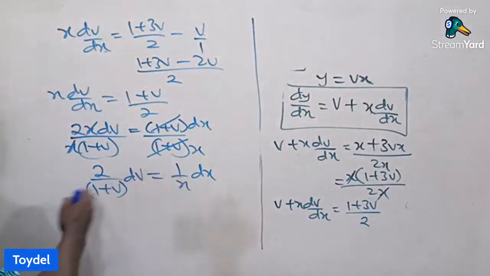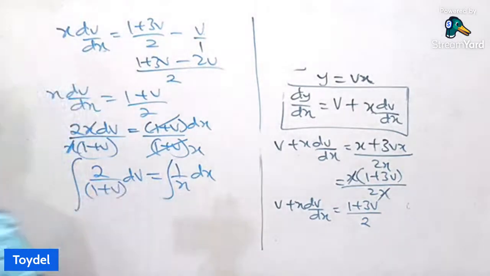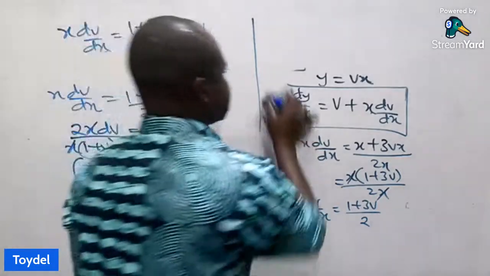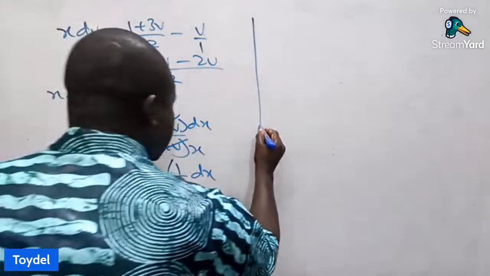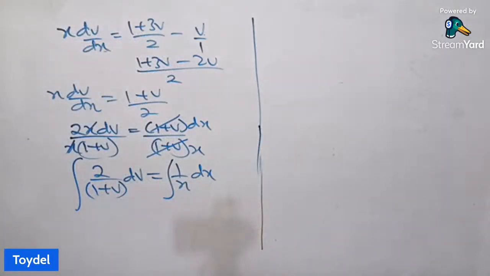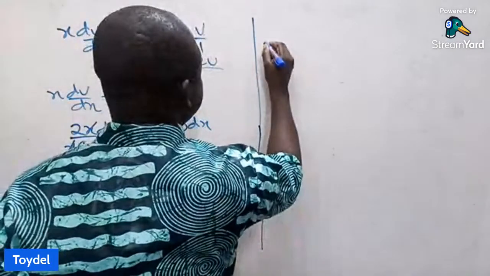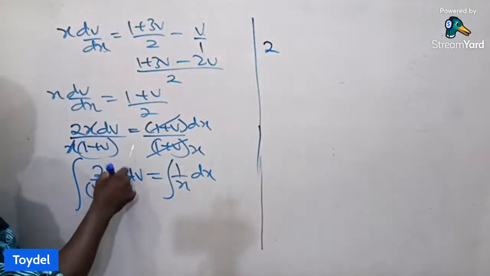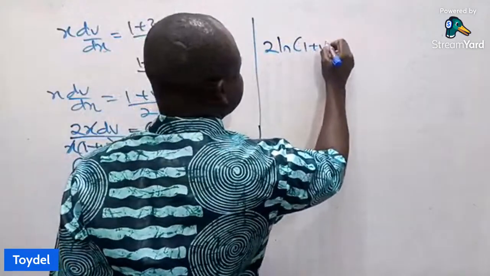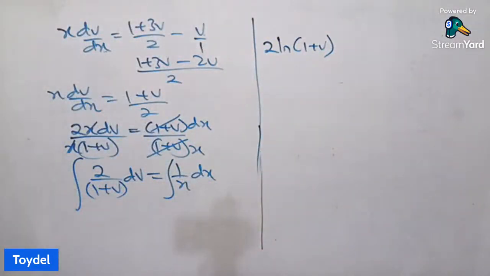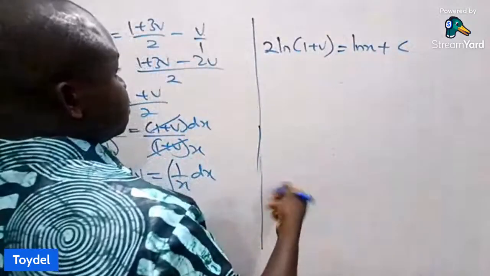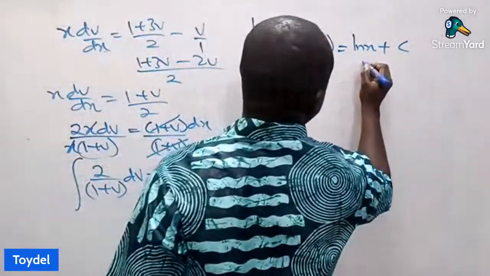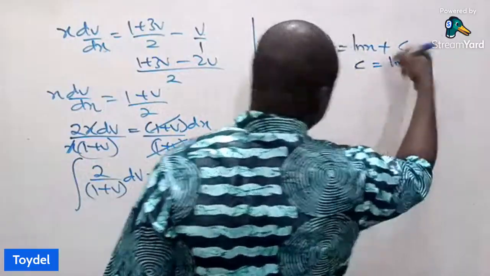If we are able to separate this now, we just introduce the integral sign, then we integrate and get our final answer. So what do we do here? If we integrate this side, 2 can come out. We have 2. The integral of 1/(1 + v) dv will be ln(1 + v). Then the integral of 1/x dx will be ln x plus an arbitrary constant. Of course, that constant can be maybe ln a. It's just an arbitrary constant.